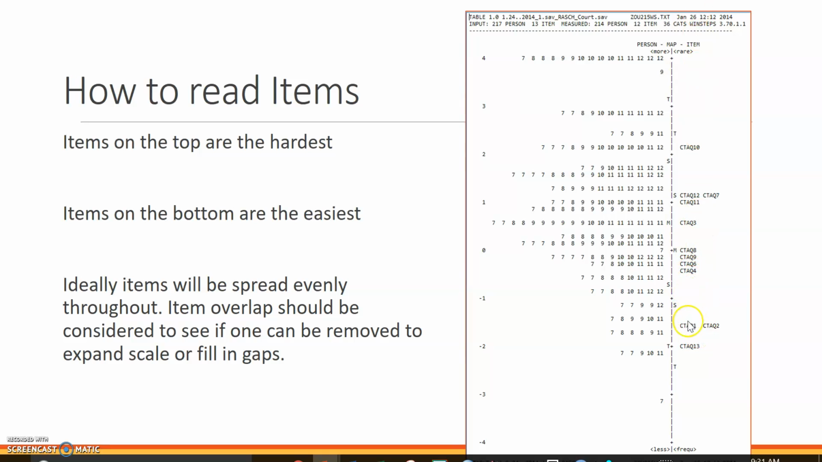Here we have a gap, and here we have a gap. And here we have overlap. So these two items are at the same logit position. They're measuring the same amount of the trait. And right here we have overlap. So it'd be ideal if we could get rid of one of these, remove it, and replace it with an item that fit right here. And the same here. Maybe trying to remove this item, write another one that would fit right here. So we have a nice even ruler that goes throughout.